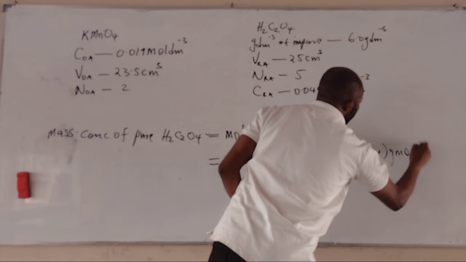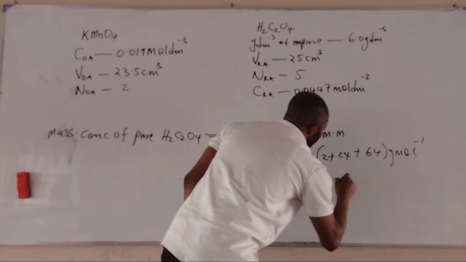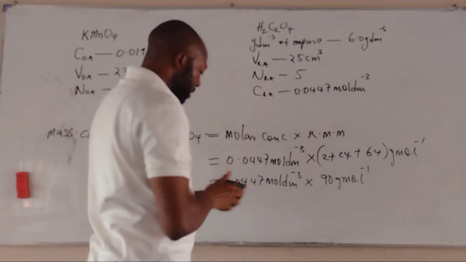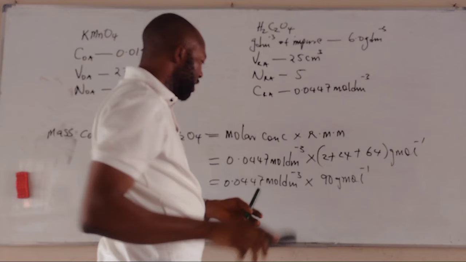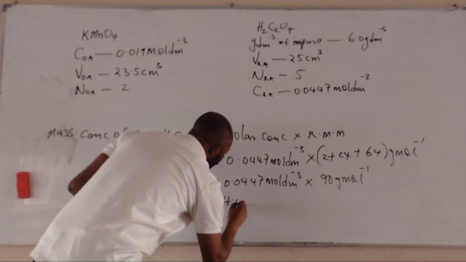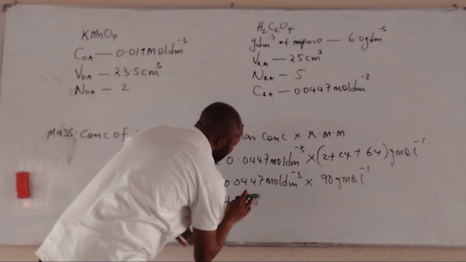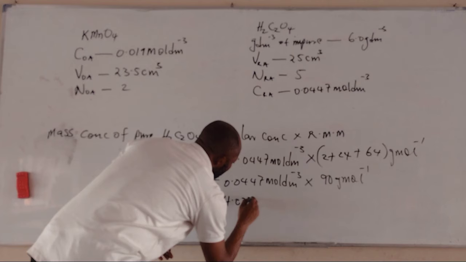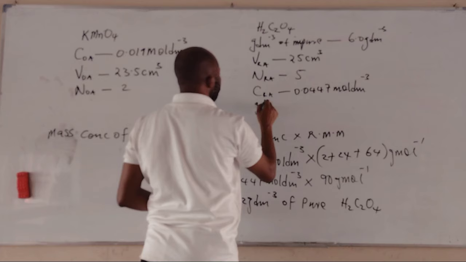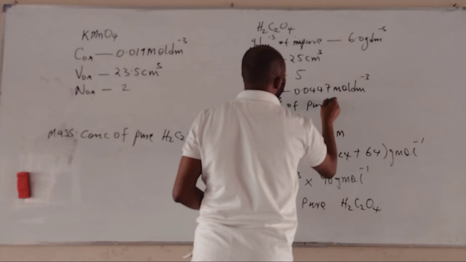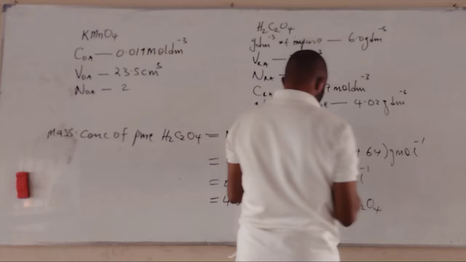So this is equal to 0.0447 mole per dm cube times 90 g per mole. So let's see what we have. 2.04465 times 90 is 4.0185, or to three significant figures, 4.02. Let's just leave it approximately 4.02 g/dm cube of pure ethanedioic acid. So now I have my g/dm cube of pure to be 4.02 g/dm cube. Now, what is the percentage purity first?